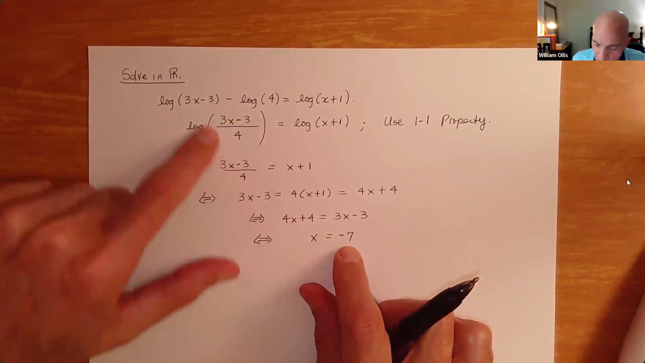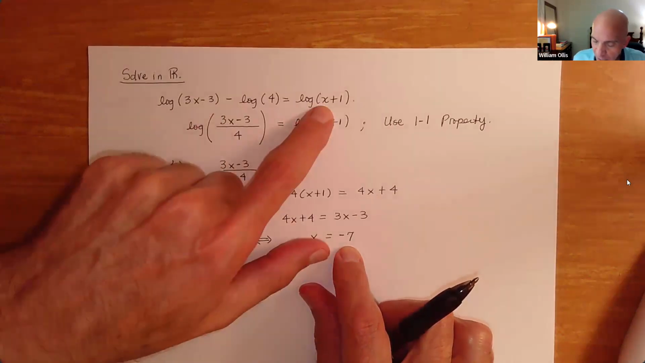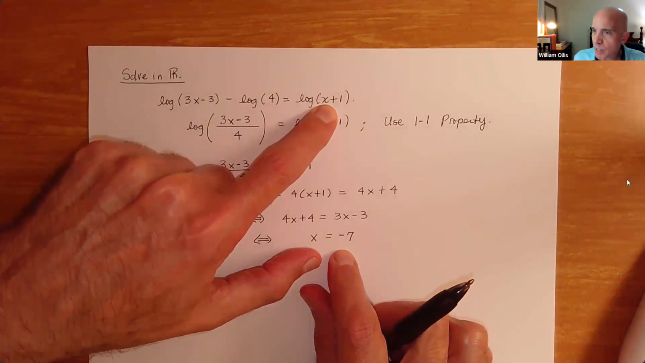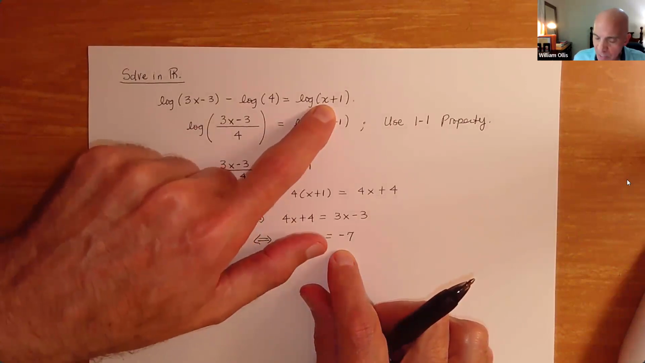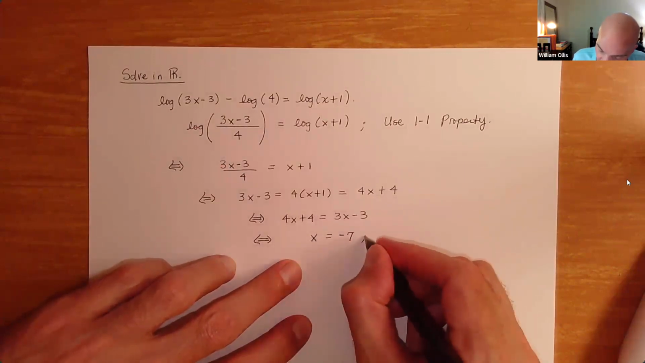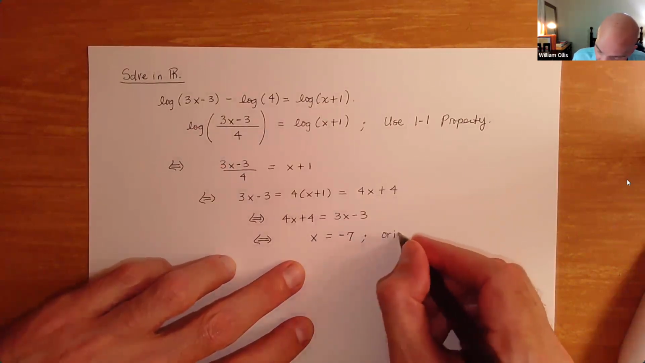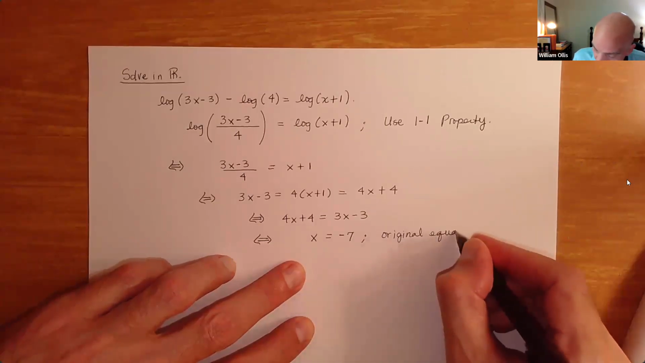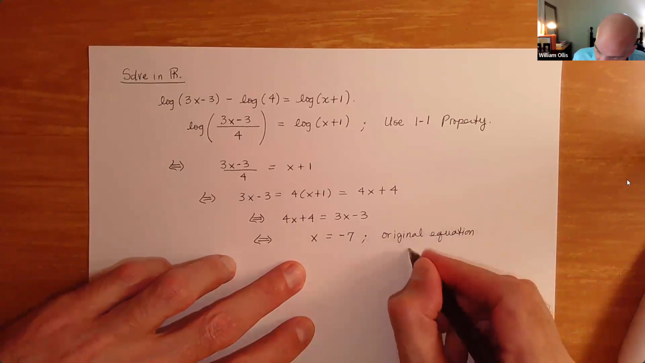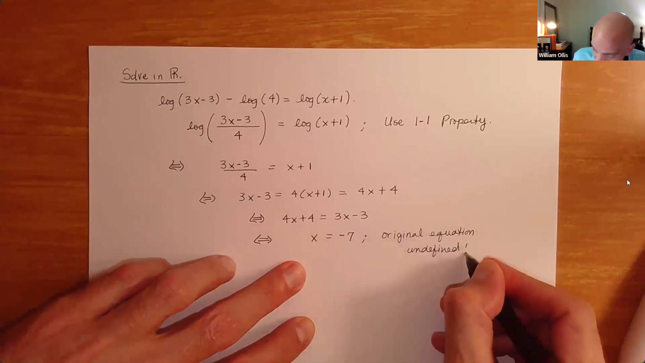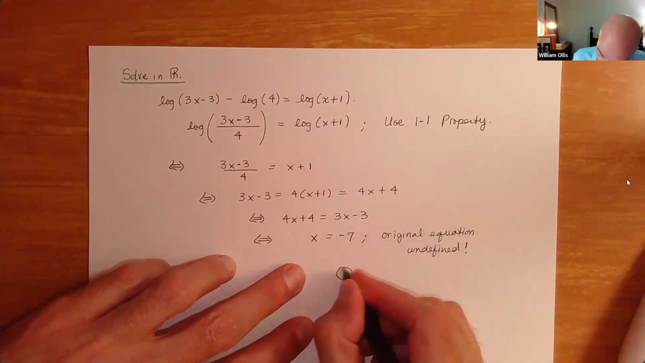Now, if we go back and check the original equation, we already have an issue here. The -7 renders the x plus 1 less than 0. So this term is not defined. So this is out. So we'll just say, original equation undefined. So no solution.